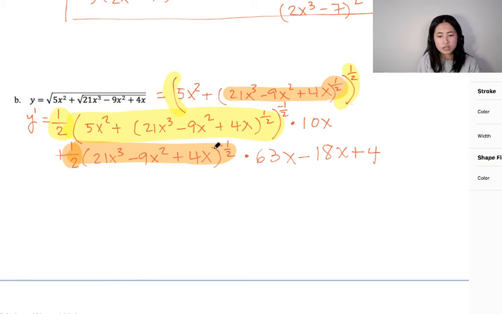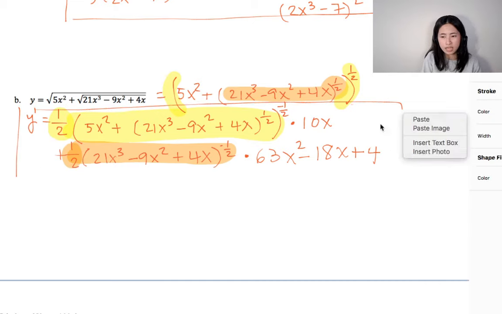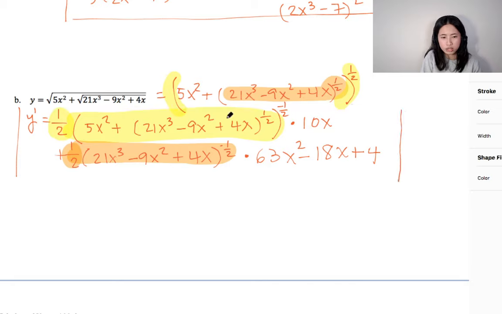And lastly, you need to find the derivative of your inner function. In that case, your inner function would be 21 times 3 to give you 63, and guess what? This is x squared. See, double checking is good. Okay, so 21 times 3, that's 63x squared, minus 9 times 2, that's 18, and then you have x, because remember, 2 minus 1 is 1. And then lastly, because this is 4x, when you take the derivative of 4x, it's just 4. So this is your derivative in the unsimplified version.